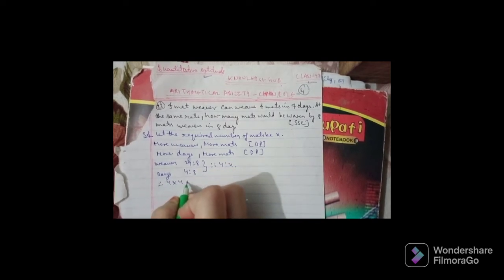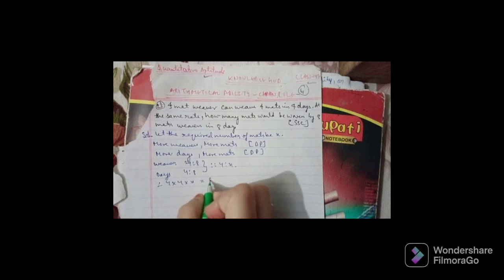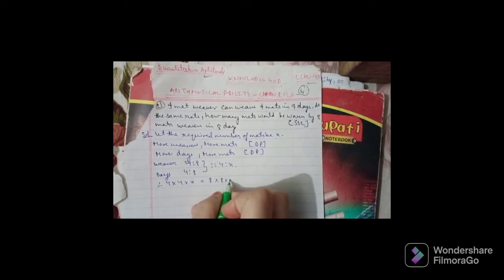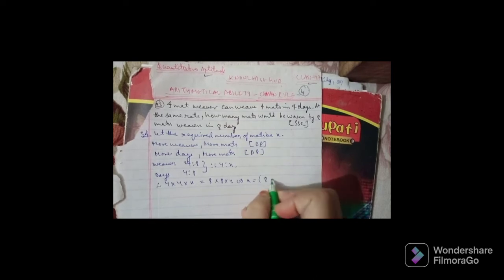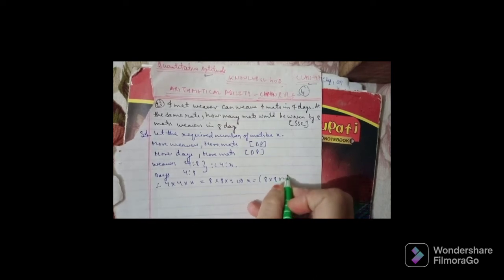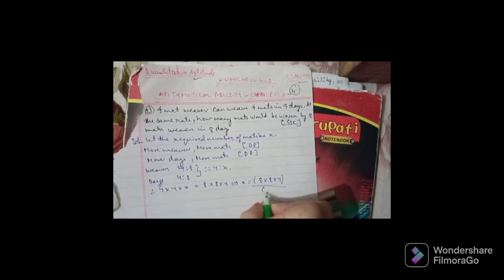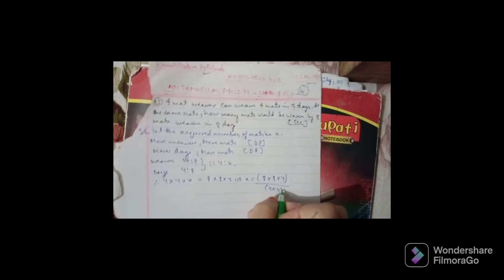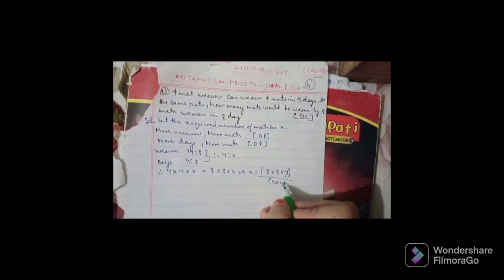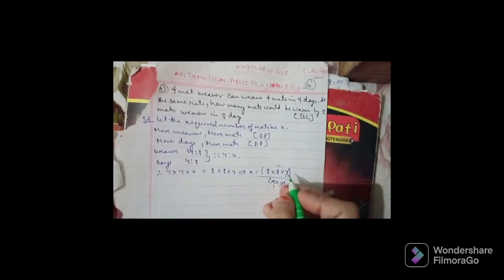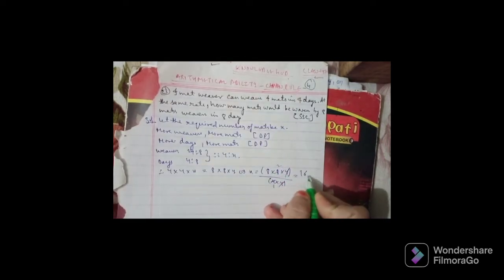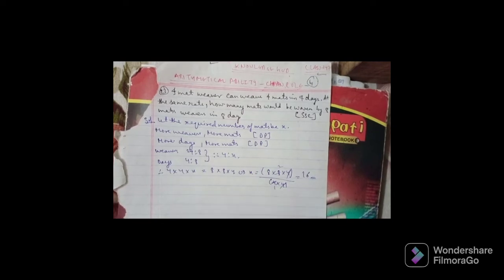Now 4 into 4 into x equals 8 into 8 into 4, which is x equals 8 into 8 into 4 upon 4 into 4. So that 4 is cancelled. 4 ones are 4, 4 twos are 8. So 8 twos are, you know very well, 16. So for that we have 16 as the answer.